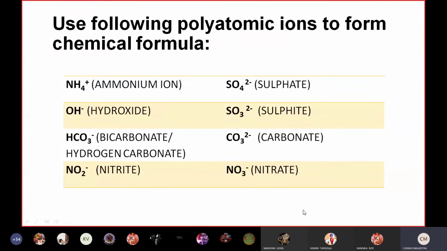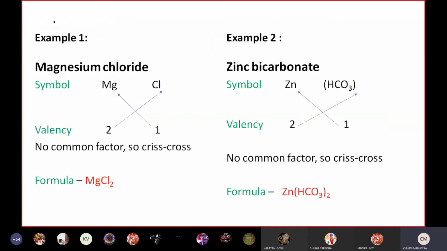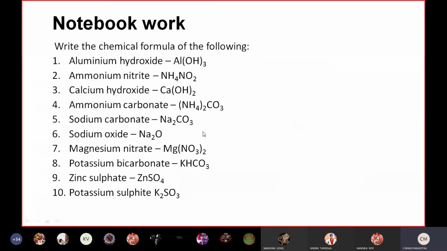Then we have done the formula writing. These are the examples that I discussed the other day with you. Now let's do the notebook work. All those who have done it, please check that you have done it correctly. Those who have not done it, students, I really can't help you. You have to make that effort.